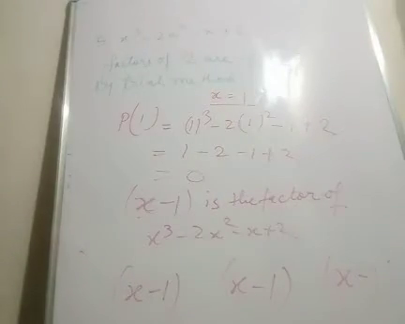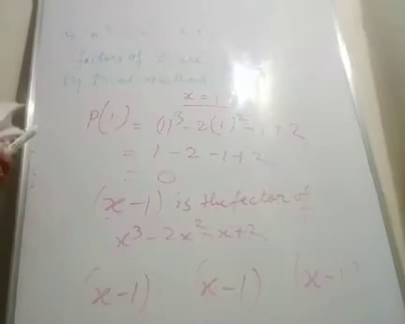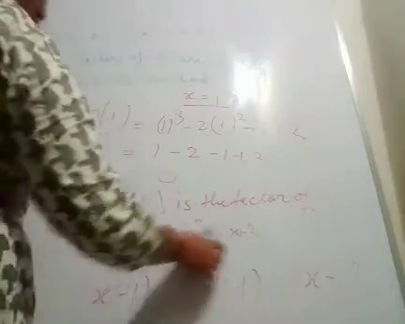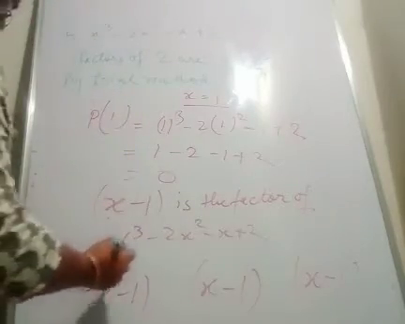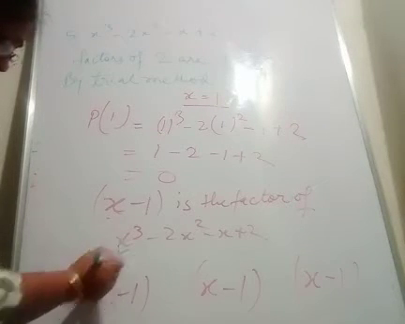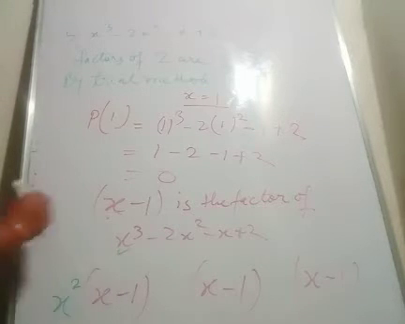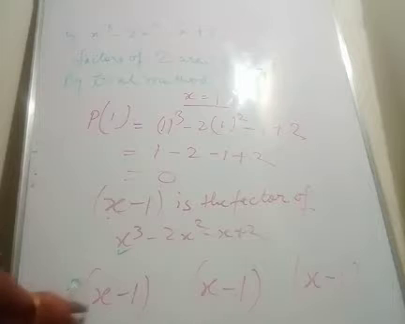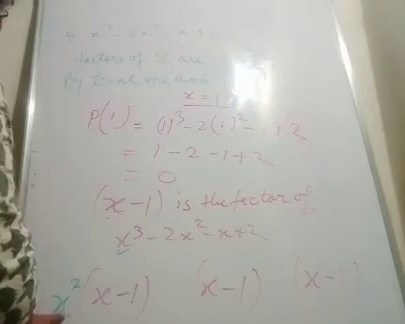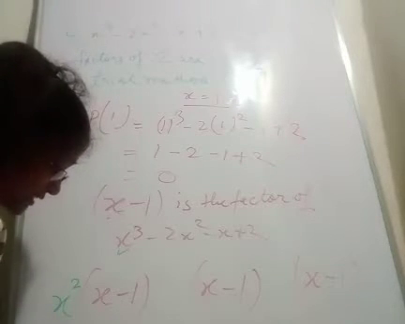Okay students, now I have written x minus 1 three times as it is a cubic polynomial. Now you see, what must be multiplied with x minus 1 to get x cube? I must multiply x minus 1 with x square to get x cube. If I multiply x square with x, then it will become x cube. Okay, it satisfies.